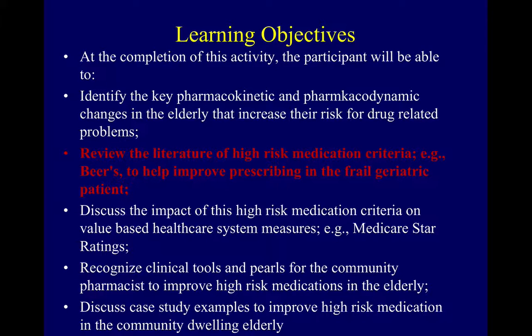So the big core of this talk is let's review the literature of these high-risk medications. And then at the very end, we're going to talk about how we may incorporate some of this knowledge into improving Medicare star ratings at our pharmacy level and recognize some clinical tools, and we'll talk about some case studies.